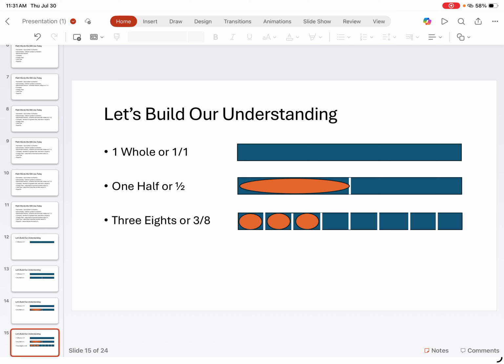Now I added a third bar, and I divided it into 8 pieces. I then added orange to 3 of the pieces. Does anyone know how much of the last bar has orange added? Great, 3/8. What do you notice in relation to the 1/2 bar? That's right, it's smaller or less than 1/2.